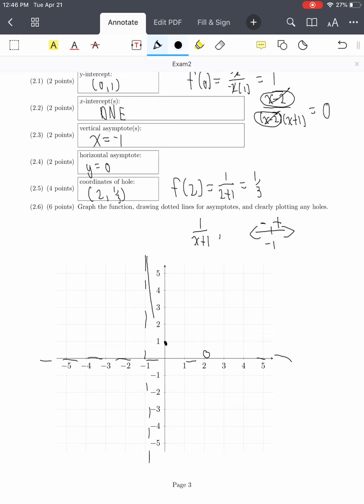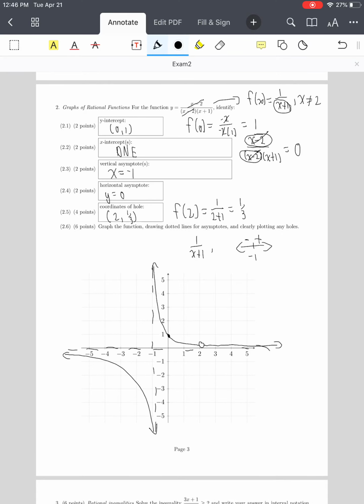So connecting the dots, we know we're positive on the right hand side of the vertical asymptote. So we're going to hit the intercept. We would be going through the hole, but it's a hole, so we're going to skip it. We're going to go like this, put our arrows on. Then it's negative on the left hand side of the asymptote. So now we're just going to draw this curve right here. So that is the graph of this function, remembering the hole there.